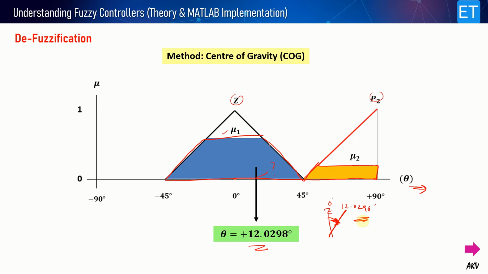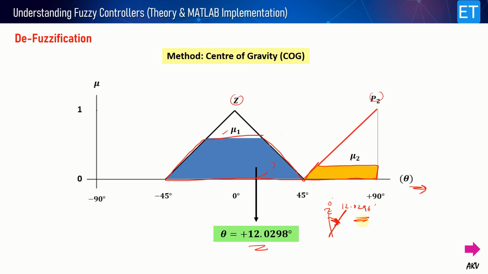So this is the complete process. I hope you have understood this process. If you want to do this manually, you can do this on the graph paper. You follow all the steps on the graph paper with a certain scale. You will get this 12.0298 degree, okay, manually also. So now it's time to implement this in Matlab.